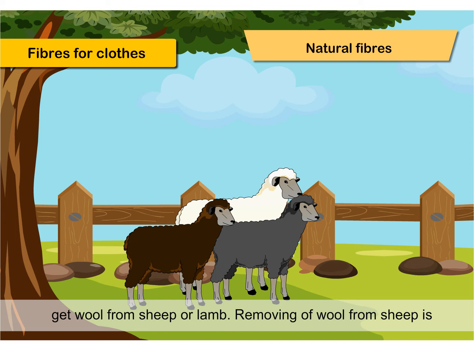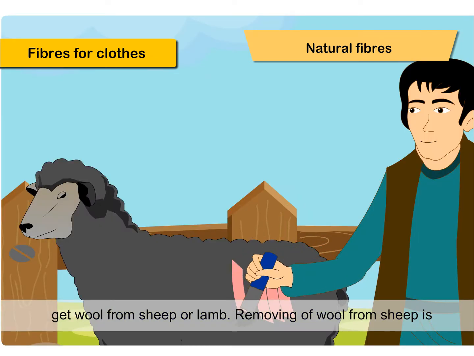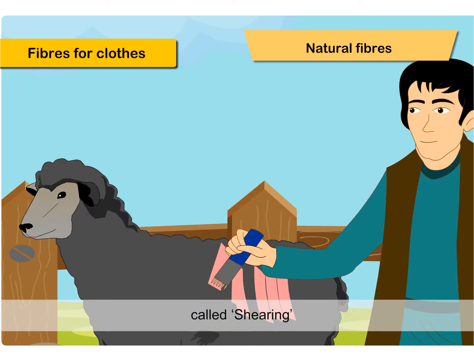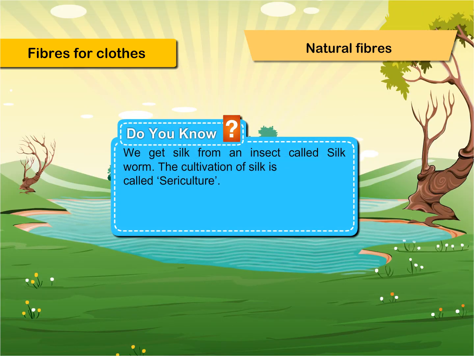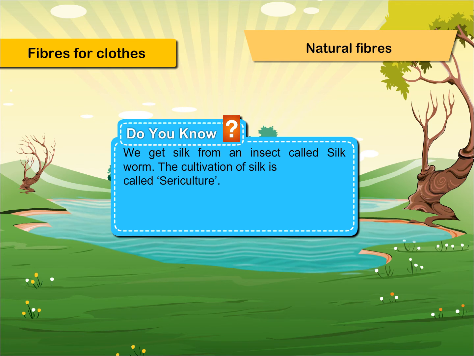We get wool from sheep or lamb. Removing of wool from sheep is called shearing. Do you know? We get silk from an insect called silkworm. The cultivation of silk is called sericulture.